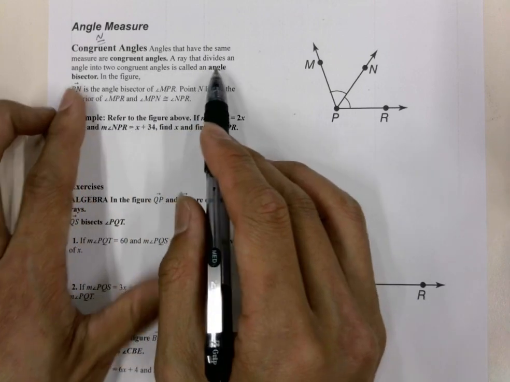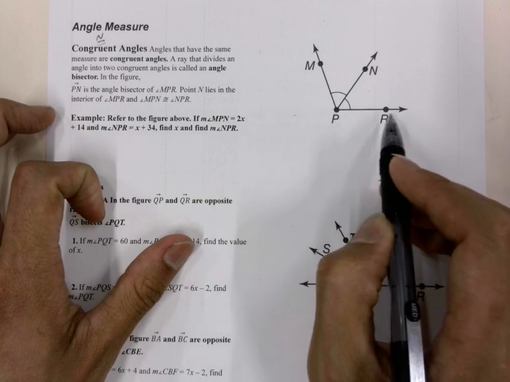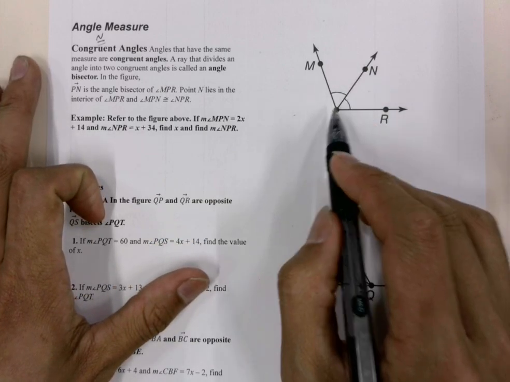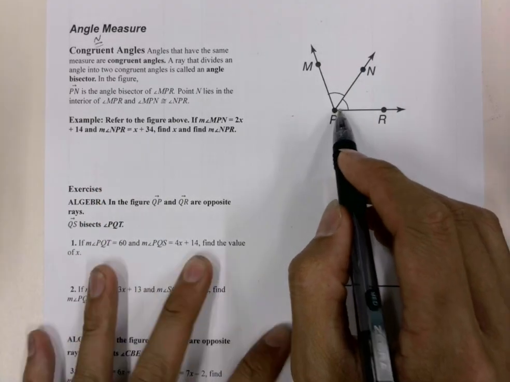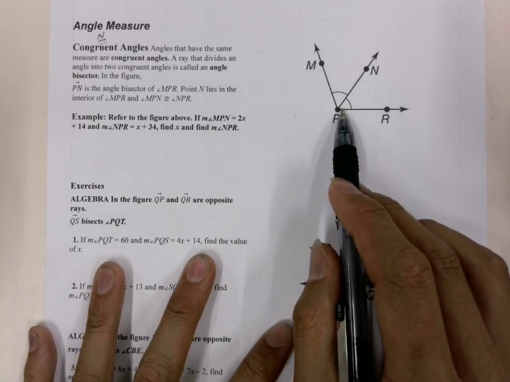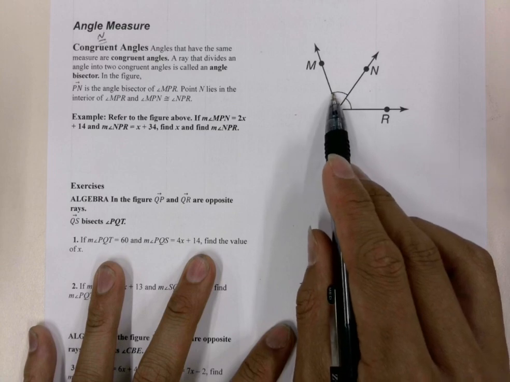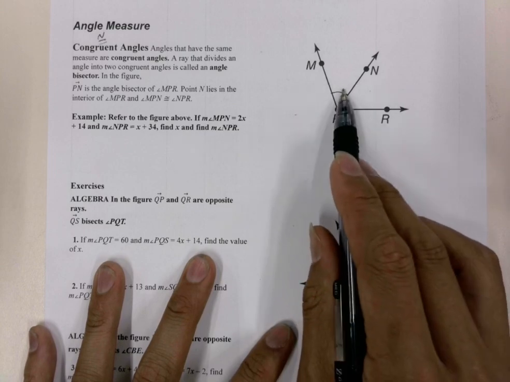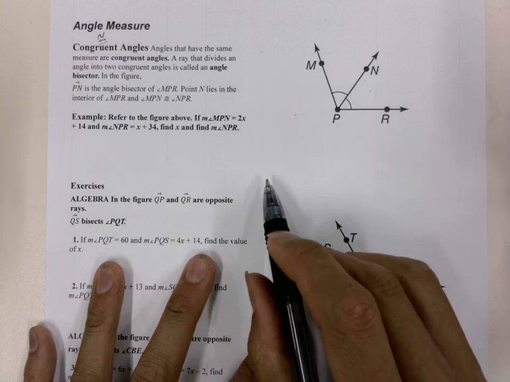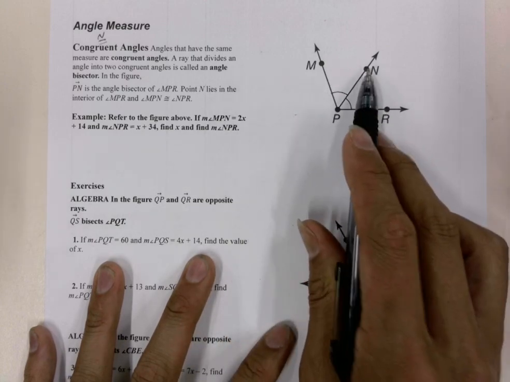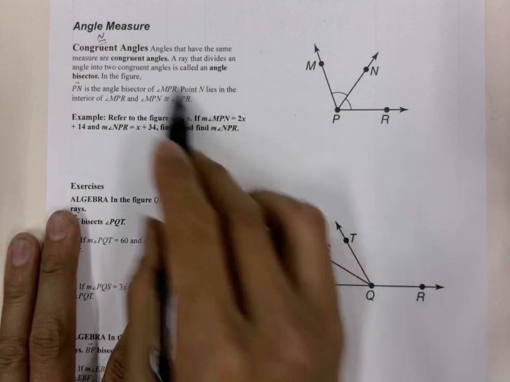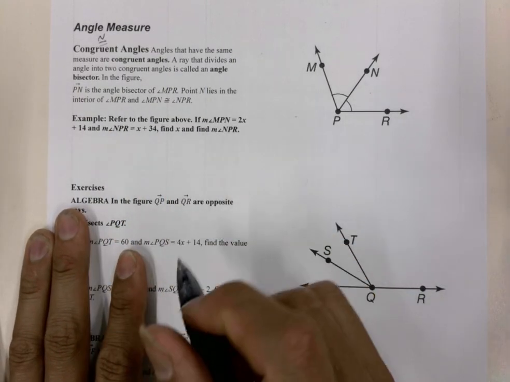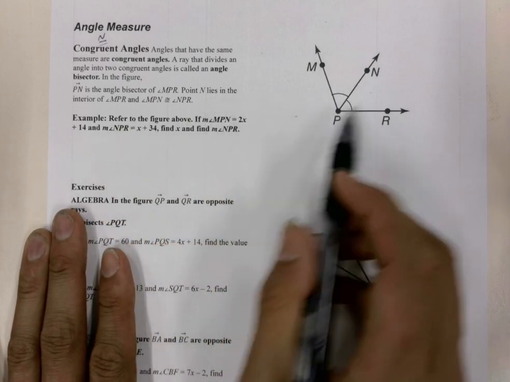A ray that divides an angle into two congruent angles is called an angle bisector. So in this figure, we have this angle MPR, and the angle bisector would be NP, or PN. And how do I know that PN is the angle bisector of MPR? Because of these two arcs here. They're the same arcs, which means that this angle is congruent with that angle there. So MPN is congruent with NPR, and that's what this says here. So angle bisector is the word that you need to know. Refer to this figure here.